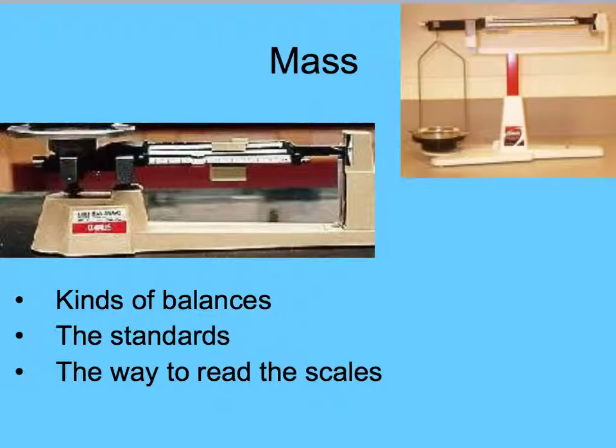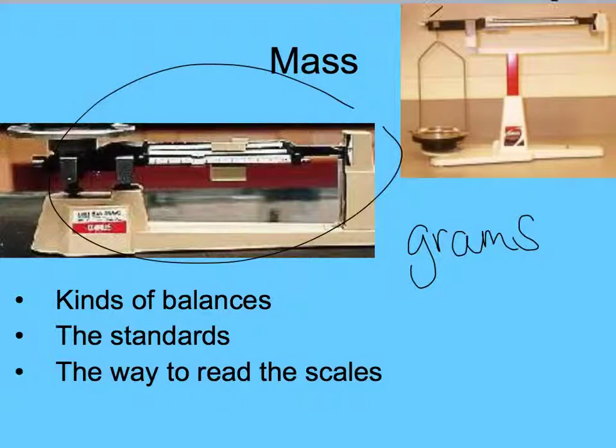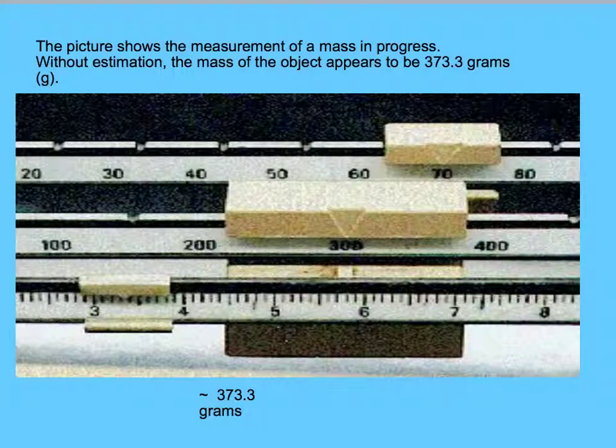Alright, like we talked about earlier, mass is going to be in grams. That's the SI unit used in science for mass. And there's a couple different kinds of balances that we use. So we use triple beam balances, which is what you see here. And then we also use some digital balances. It is important for you to be able to know how to read the triple beam balances.